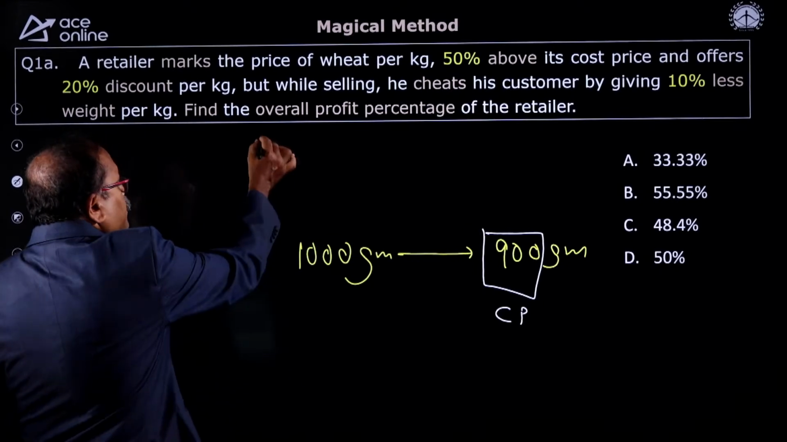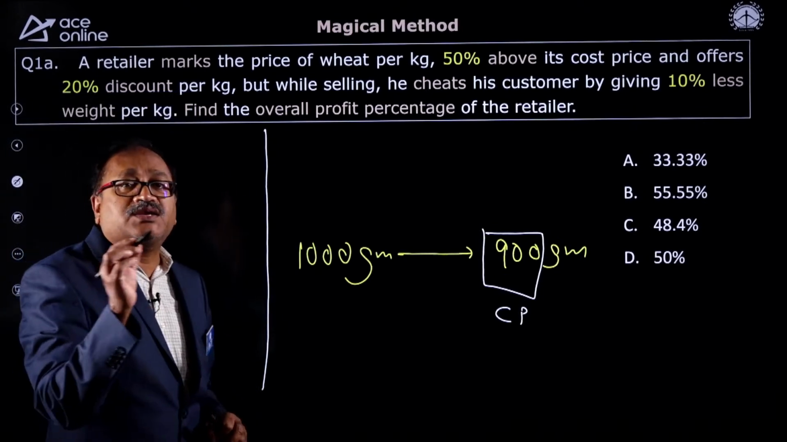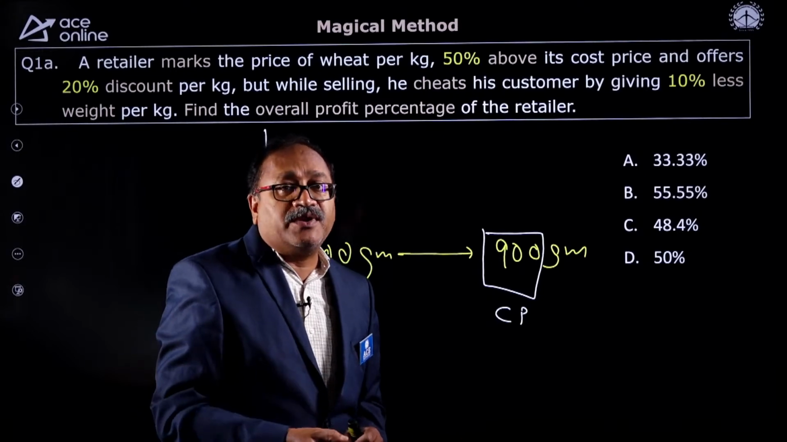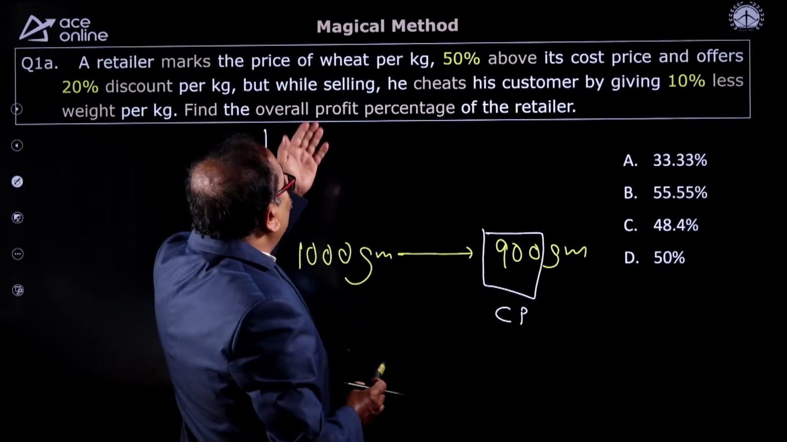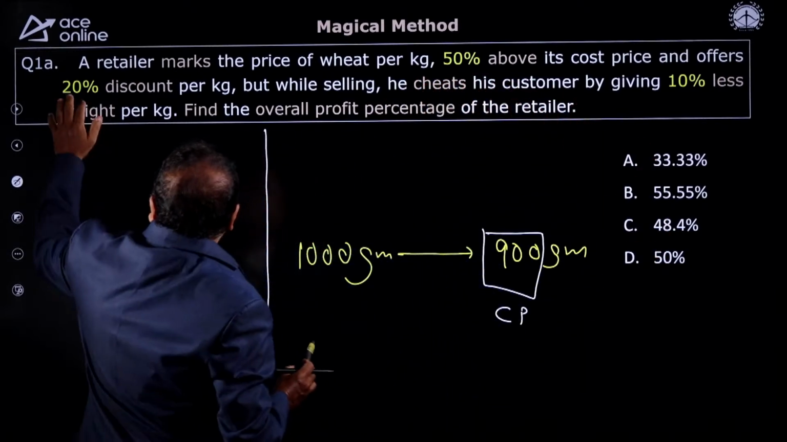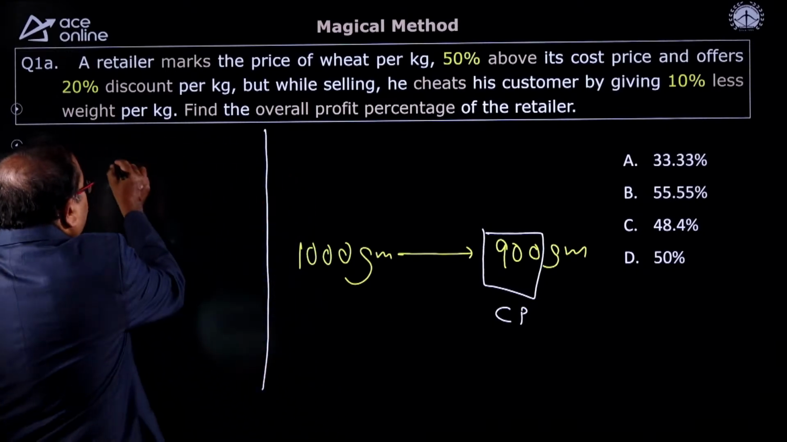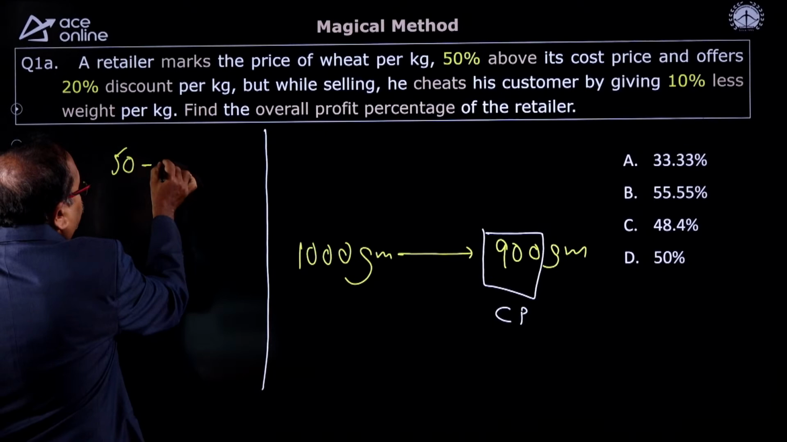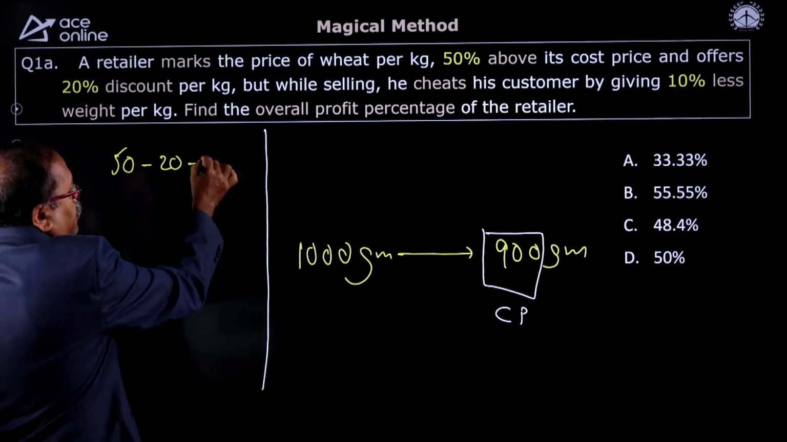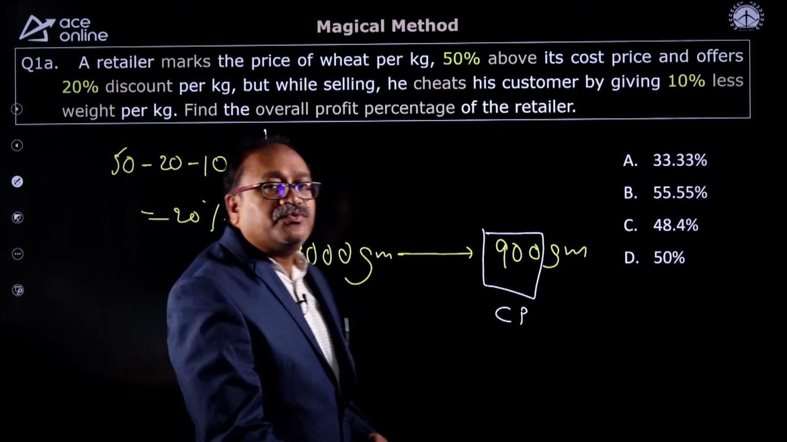For that, I'll go with a very small calculation over here. We know there is a formula x plus y plus xy by 100 that gives us the net effect of the two effects. And what are the two effects over here? I can see the price is increased by 50% and then again decreased by 20%, that is discount. So what is the overall percentage effect? That is 50 minus 20 plus minus 1000 by 100, which is 10. That means 20. So overall there is a profit of 20%.